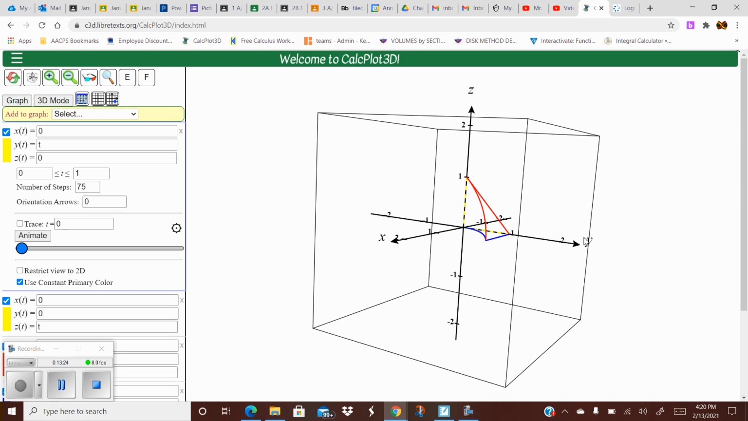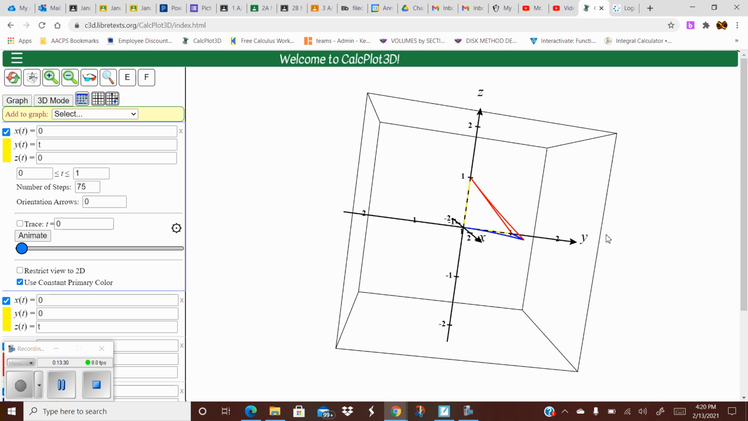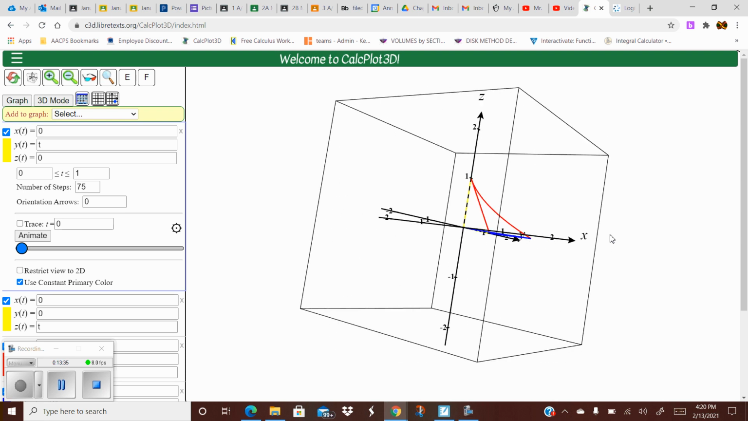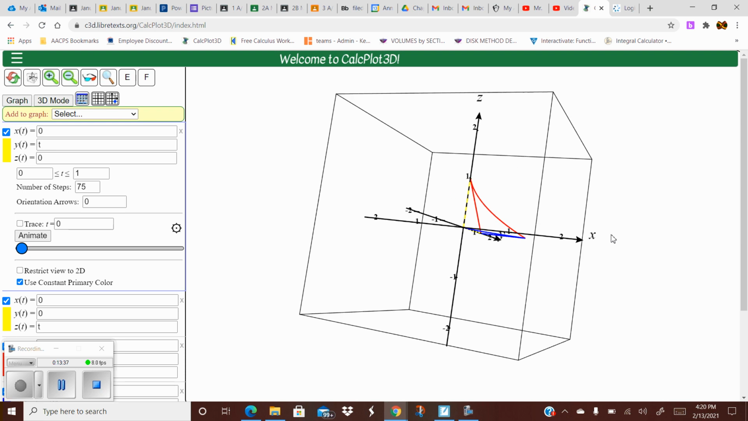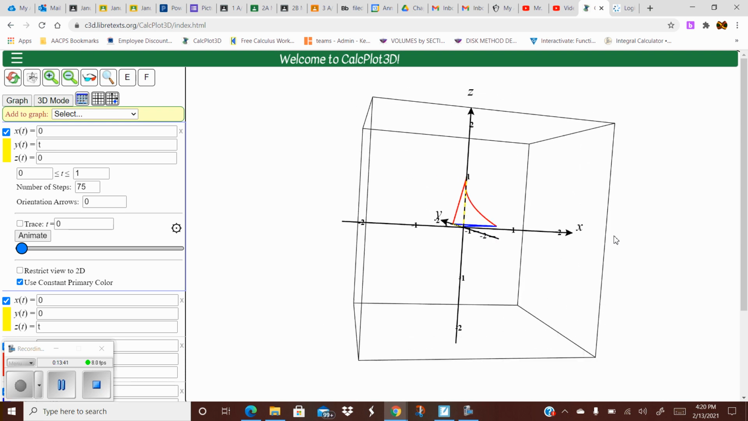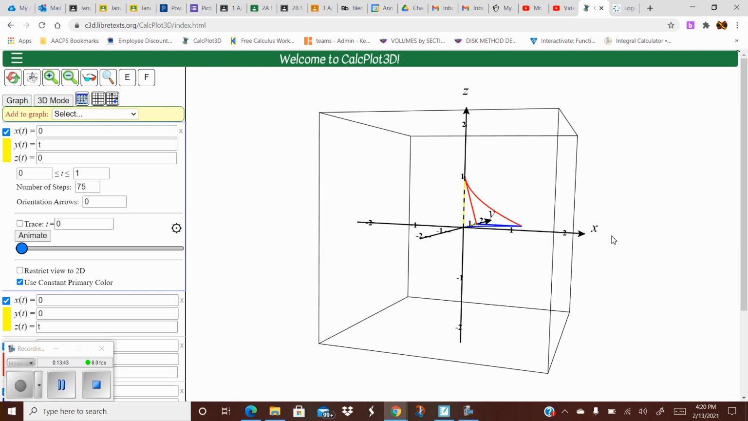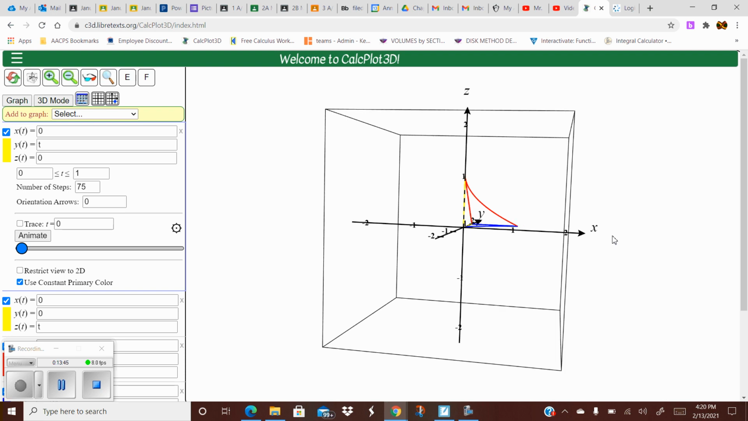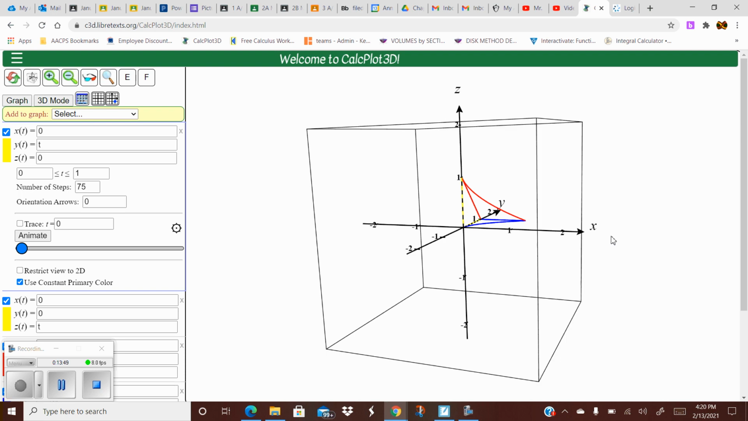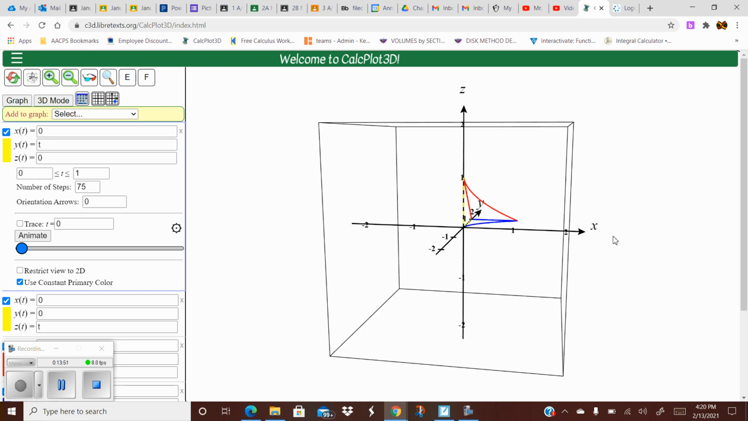This is the hardest thing to do. If I had the keyboard, it would be easier, but I don't have the keyboard set up with it. So if I rotate it so that all I can see is the xz plane, keep going, come on, keep going. I'm trying here, I really am. Boy, this is difficult to do.